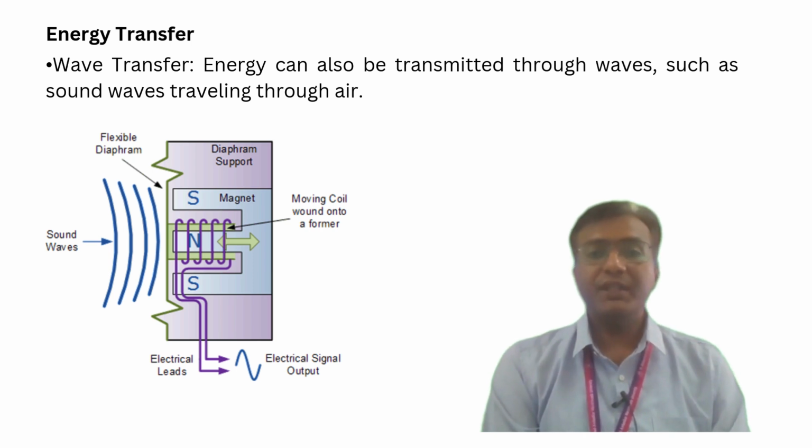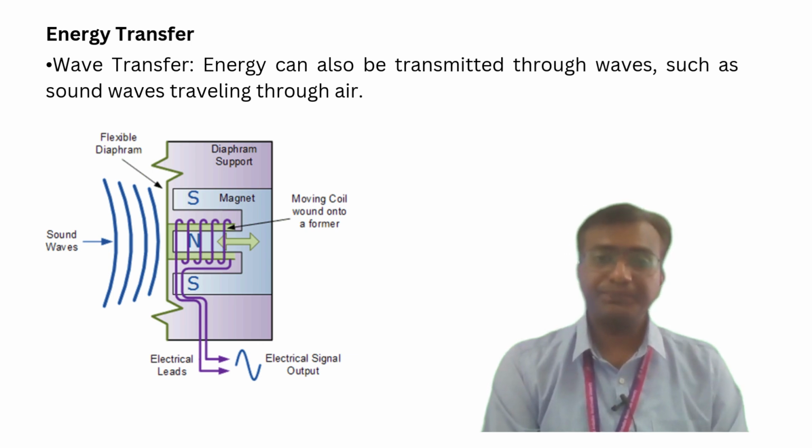Next is electromagnetic waves. Electromagnetic waves such as light waves, radio waves, microwaves, X-rays, and gamma rays are disturbances in electric and magnetic fields. Unlike sound waves, electromagnetic waves do not require a medium to propagate and can travel through a vacuum.